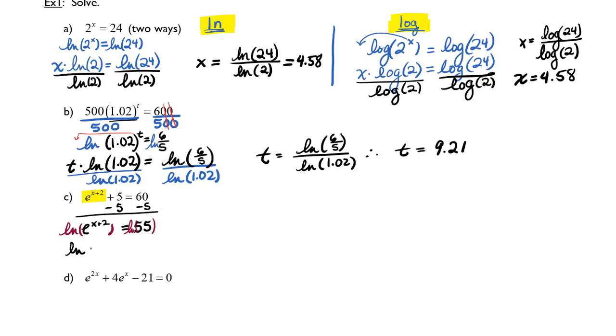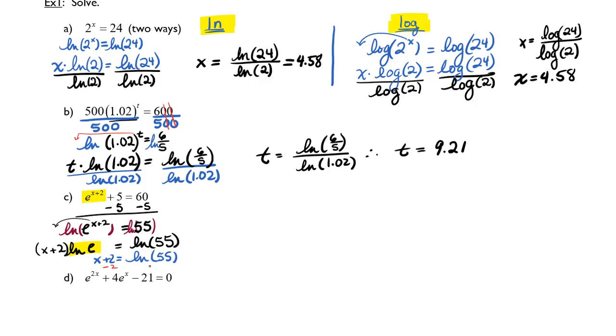When I do that, I will have the natural log of e, and I can bring that x plus 2 out front. So x plus 2 times the natural log of e equals the natural log of 55. Then I happen to know that the natural log of e is just 1. So I don't even have to rewrite that part. I just have x plus 2 equals the natural log of 55.